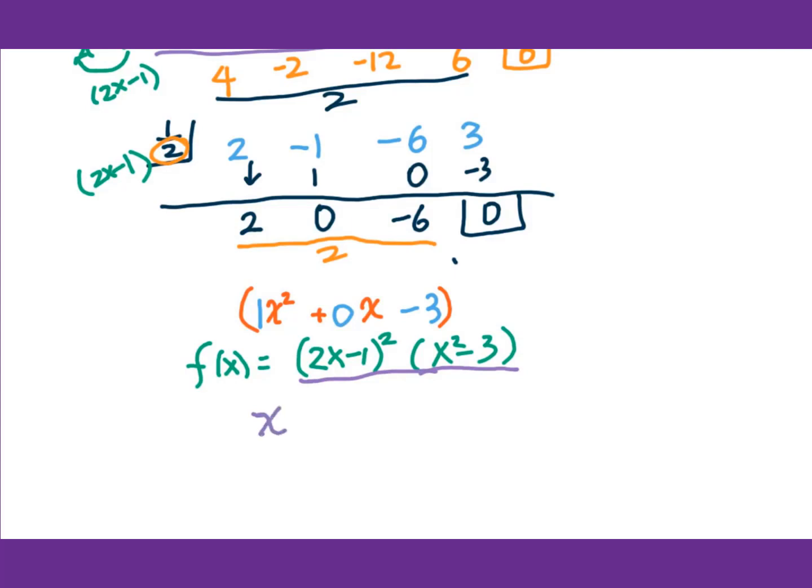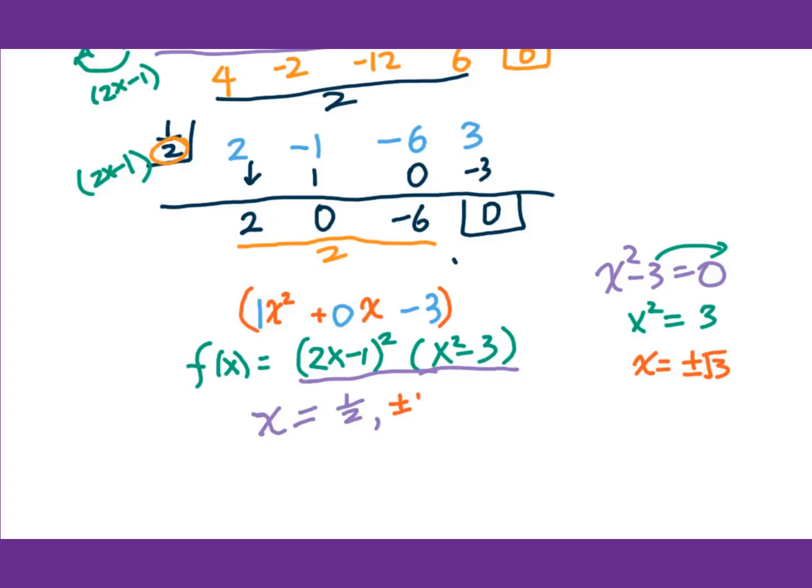For the roots, x equals 1/2 here. For x squared minus 3 equals 0, this is a power pattern equation. Therefore, isolate the x squared, you got x squared equals 3. Then take the square root of both sides. x equals plus or minus square root of 3. So plus or minus square root of 3 are the zeros too.